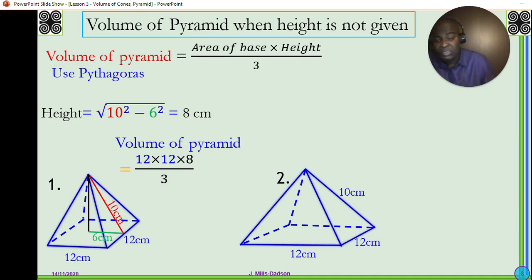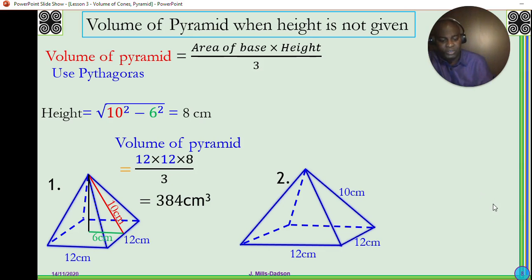So therefore go back to the formula. Area of base is 12 times 12 times by the height. Height is 8 and divide by 3. So it's 384 cm cubed. So you use Pythagoras to find out the height first before you use the formula.